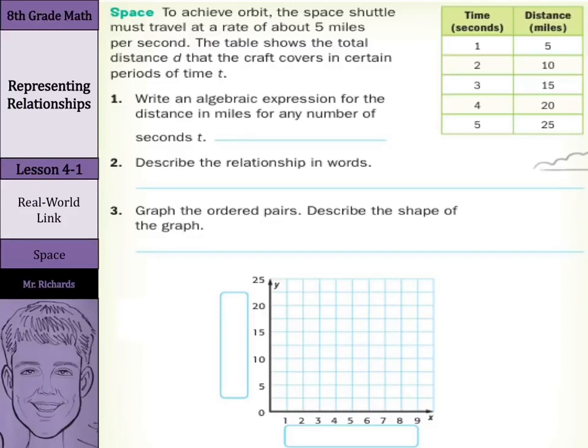To achieve orbit, the space shuttle must travel at a rate of about 5 miles per second. The table shows the total distance d that the craft covers in certain periods of time t. Write an algebraic expression for the distance in miles for any number of seconds t.